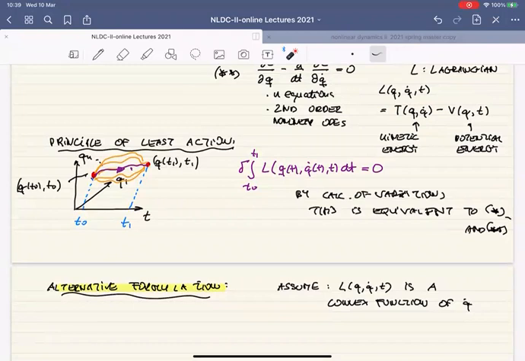So the kinetic energy doesn't react to the sign of Q dot, just to be simplistic, right? It reacts to the magnitude of Q dot. And also when the Q dot, the velocities are small, the kinetic energy will be small.